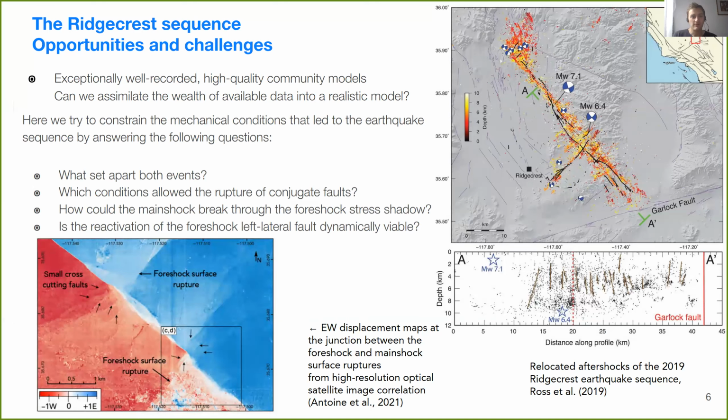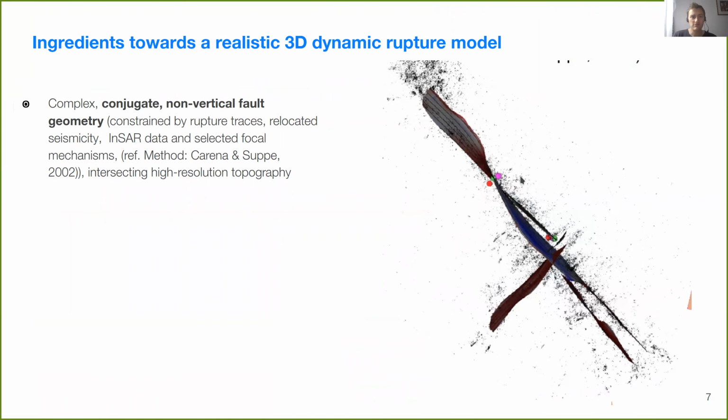And we try to answer the following questions. What set apart both events? There are 30 hours in between. Which conditions allow rupture of a conjugate fault? How could the mainshock break through the foreshock shadow? And also we are interested in the reactivation of the foreshock left-lateral fault and to see if it's dynamically viable. And to answer these questions, we try to build a realistic 3D dynamic rupture model, which incorporates the following ingredients.